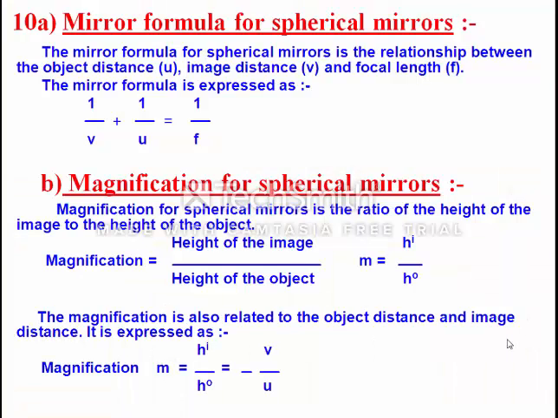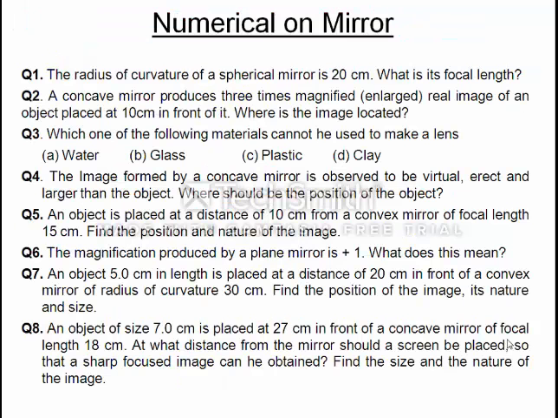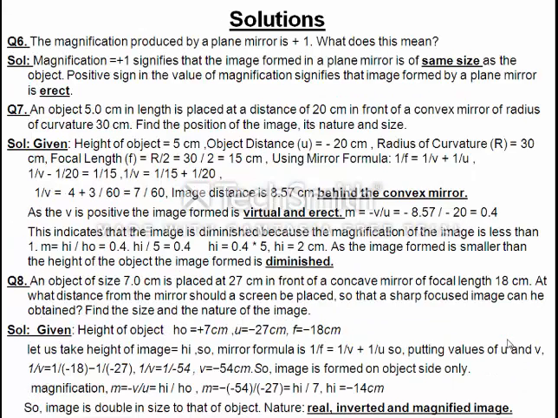After that we saw the mirror formula. We saw the relation between object distance, image distance and the focal length. We have seen the magnification for the spherical mirror. After that we saw some numericals, and we solved them. So till now this was the first half of the chapter, meaning our reflection part is now completed.